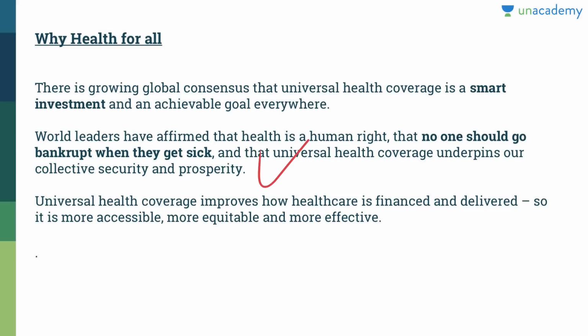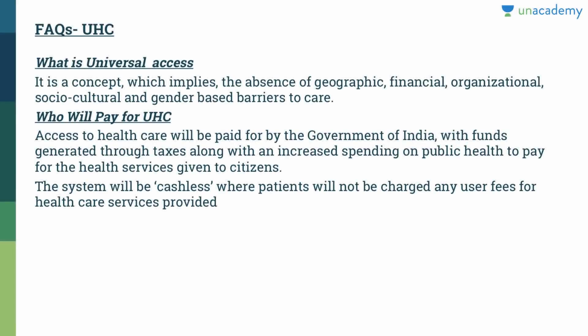Now, universal health coverage improves how healthcare is financed and delivered. This is the third point, because it will also transform the healthcare delivery and financing model, so it becomes more accessible, more equitable, more effective. Otherwise, what is the point of having universal health coverage in the first place? It will improve how healthcare is financed and how it is delivered, so that healthcare becomes more accessible, more equitable, and more effective.